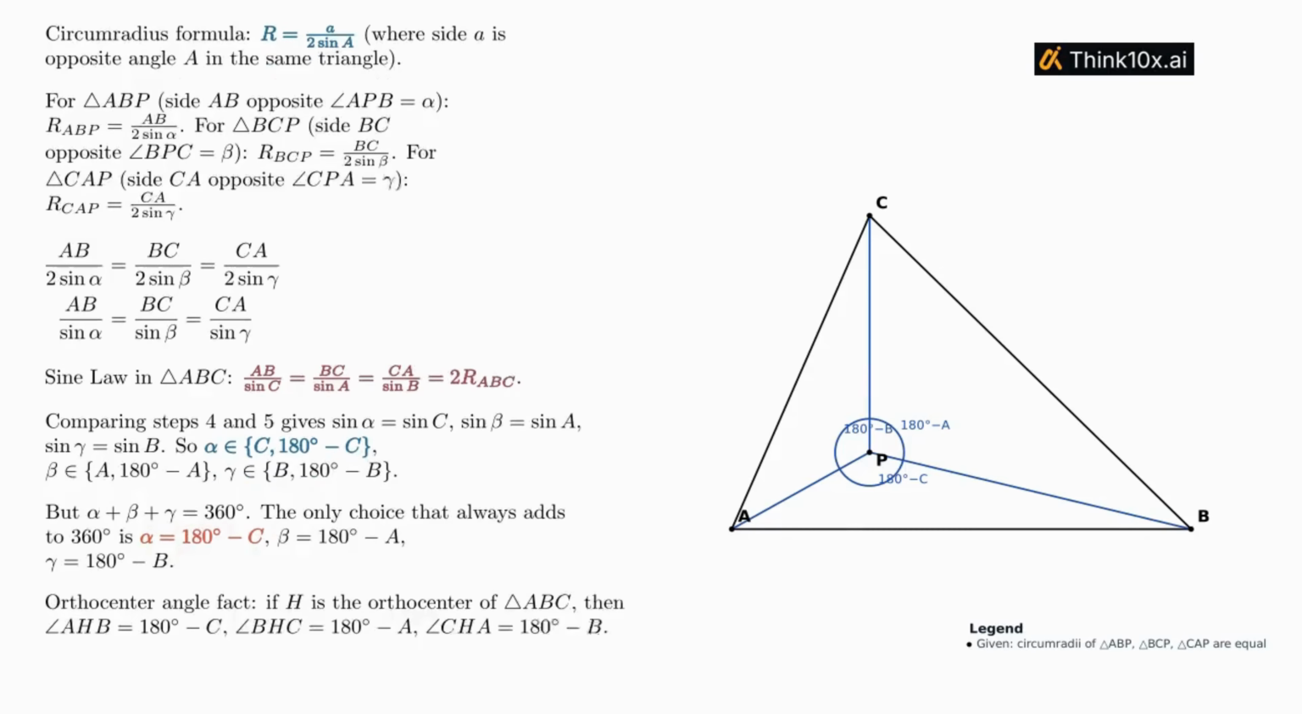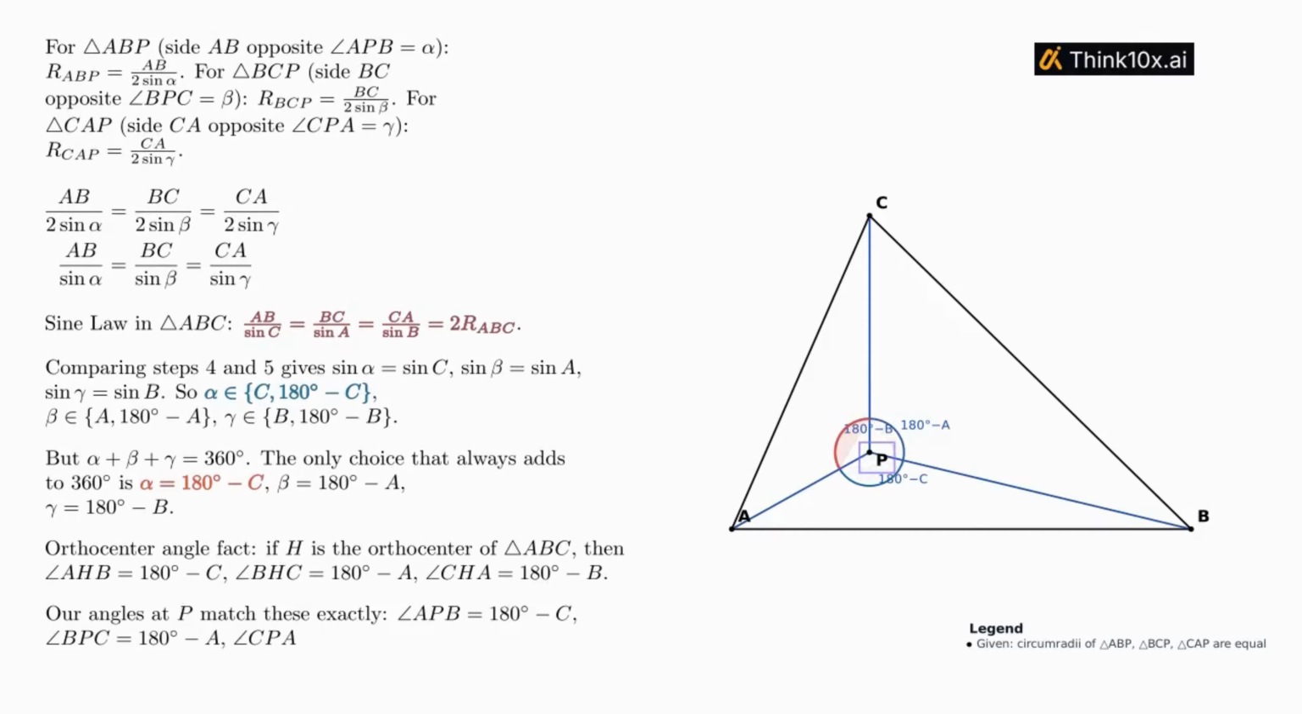We've shown the angles at P must match exactly the angles that occur at the orthocenter. So P has to be that same point because it fits the defining angle pattern with the vertices A, B, and C. That means the locus is just a single point.